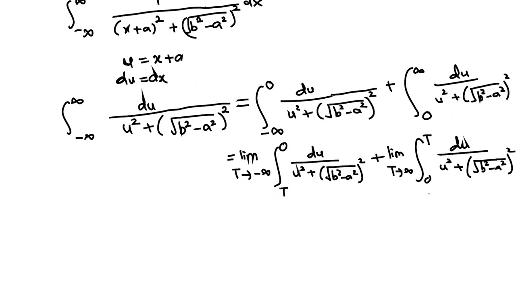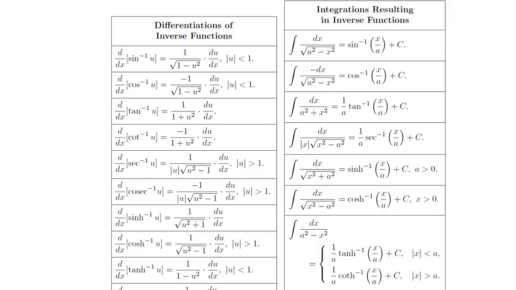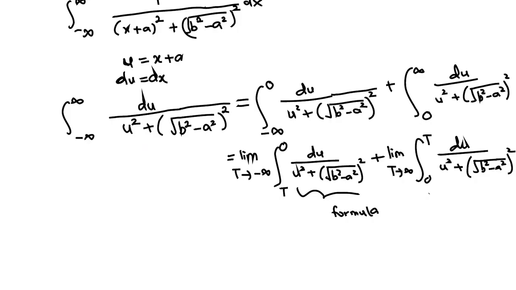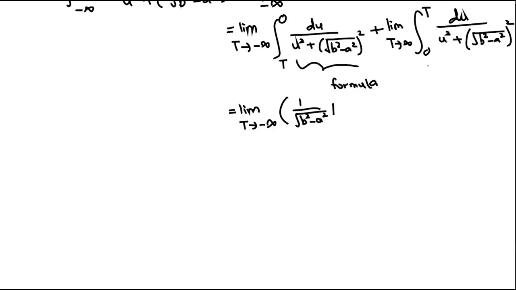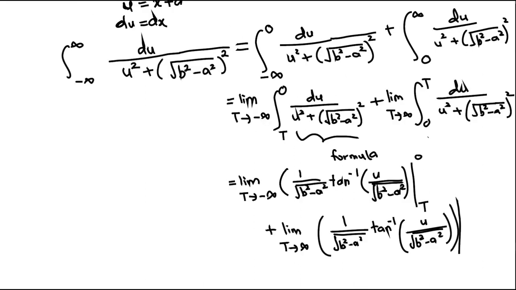Okay, next you refer to the formula. So we take this formula, 1 over a tangent inverse, so equal to limit t approaches negative infinity, 1 over, what is a? A is square root of b squared minus a squared. You already learned how to find a here. Tangent inverse of u over square root of b squared minus a squared, from 0 to t.